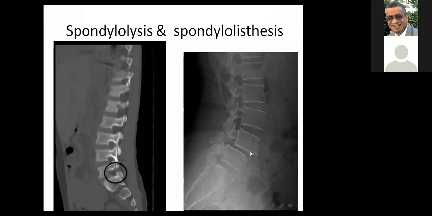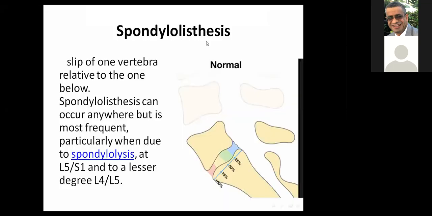Spondylolisthesis is a slip of the vertebra. X-ray lateral view of the lumbar spine shows spondylolisthesis. Spondylolisthesis is the slip of one vertebra relative to the one below. It can occur anywhere, but is most frequent, particularly when due to spondylolysis, at the level of L5-S1, and to a lesser degree L4-L5.